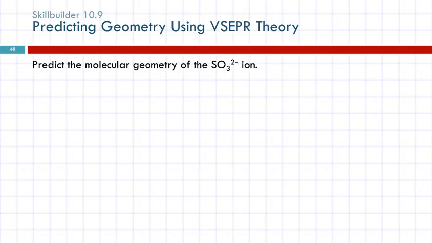Let's do another one. Predict the molecular geometry of the sulfite ion, SO3 2-. Well, the sulfur's going to go in the middle, and the oxygens are going to go around it. And we need to know the number of electrons. So the sulfur has 6 valence electrons, and each of the oxygens has 6 valence electrons. And then because of the 2- charge, that means there's 2 extra electrons. Electrons are negative, so I have to add 2. So I've got, what, 26?